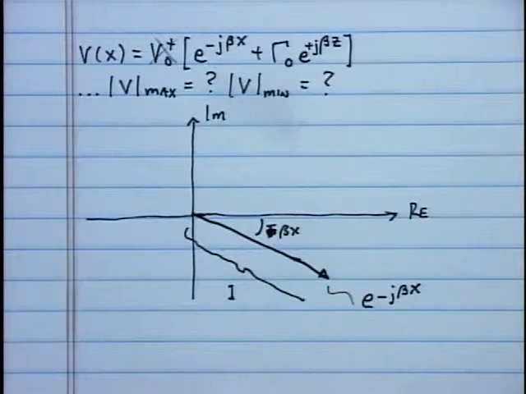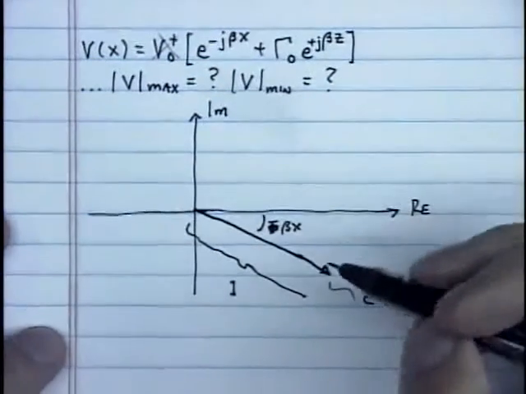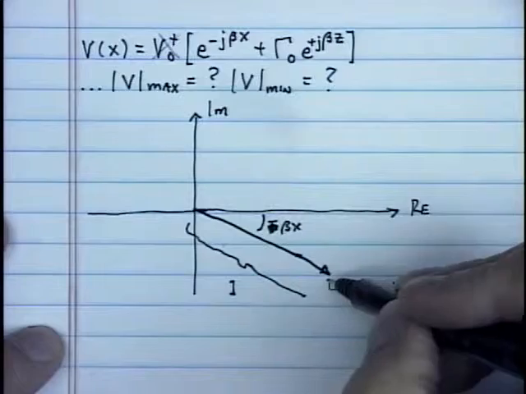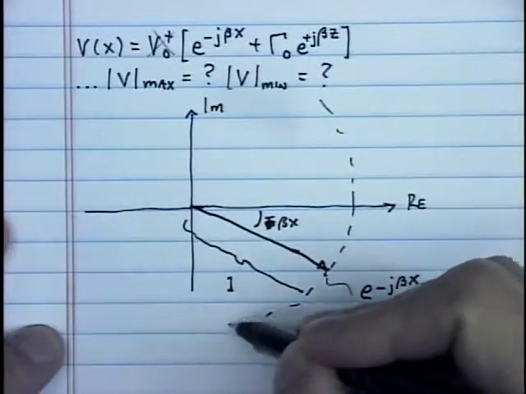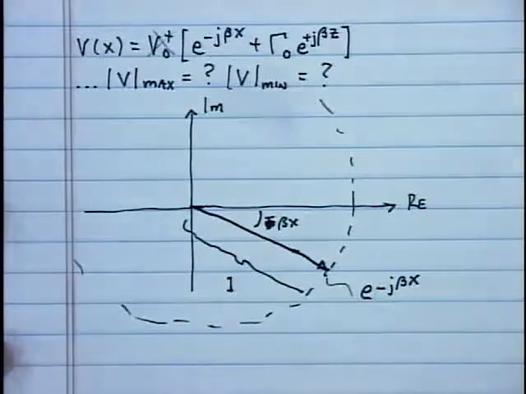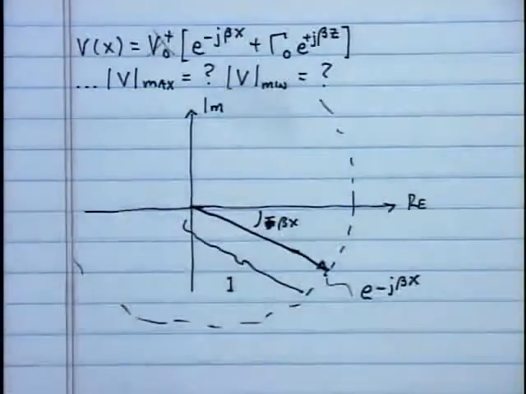And as you change locations in the complex plane, what happens? Well, the tip of that vector is going to describe a circle. It's going to rotate as I move along the transmission line. And I'm just looking at it at some particular location. Now, that's that term.